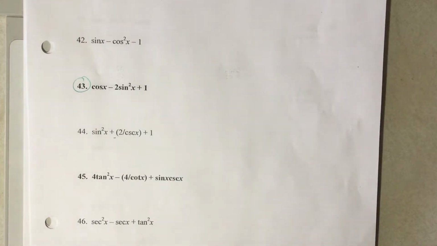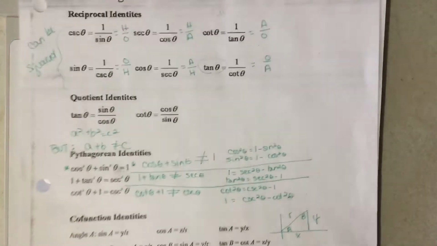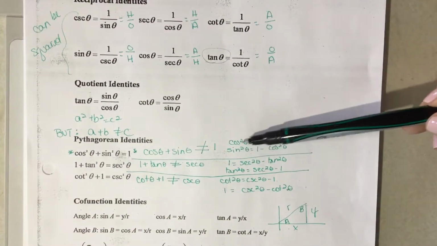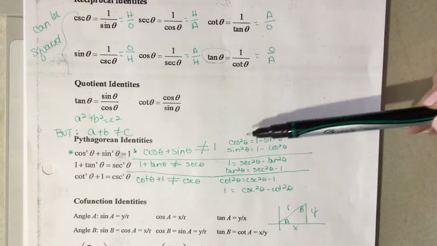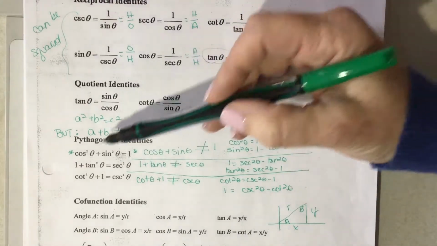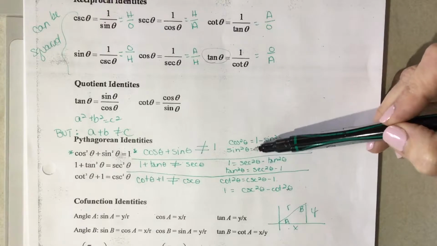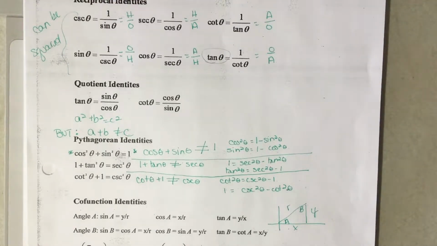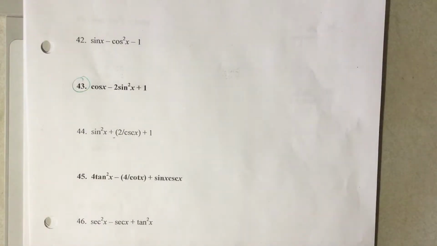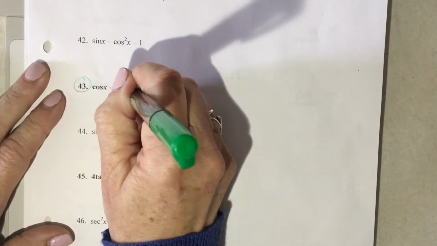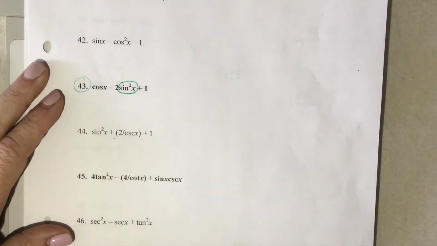absolutely. Cosine squared can be rewritten as, I'm sorry, let me back up. It's sine squared that I want. So sine squared is equal to 1 minus cosine squared. So I'm going to replace strictly this. That's what's getting replaced.